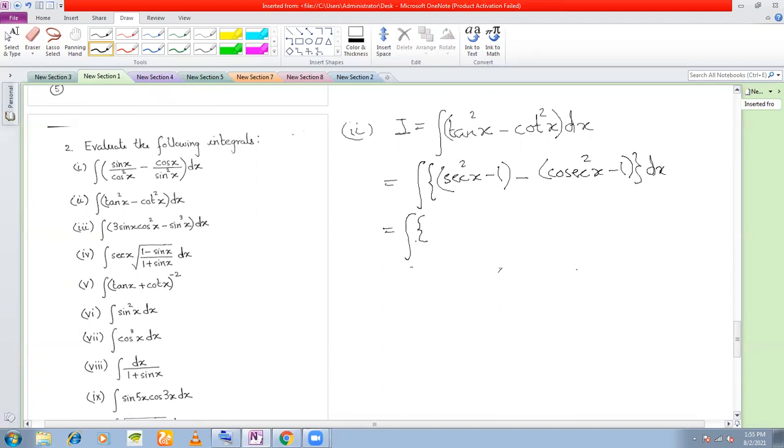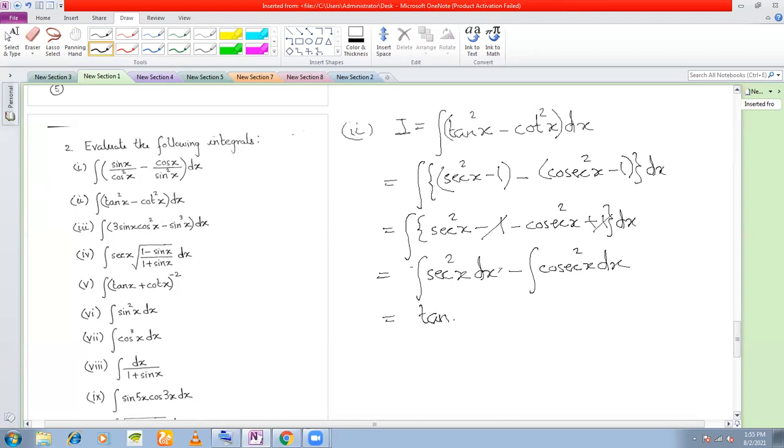Now you can open the bracket. Why have I changed to sec square and cosec square? Because we know sec square is a standard integral, cosec square is also a standard integral. So if you open the bracket, you get sec square x minus 1 minus cosec square x plus 1 dx. So this minus 1 plus 1 you simply get cancelled. Now if you separate the integrals, integral sec square x dx minus integral cosec square x dx. Integral sec square x is simply tan x, and integral cosec square is minus cot. Your answer is tan x plus cot x plus c.